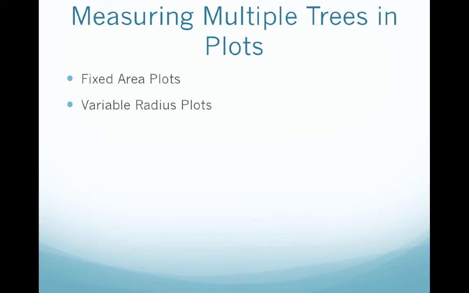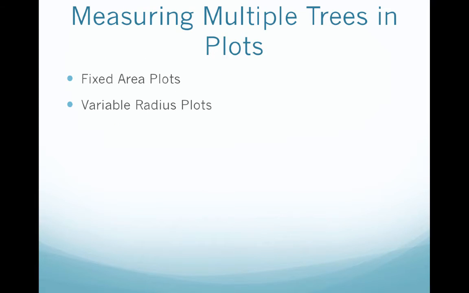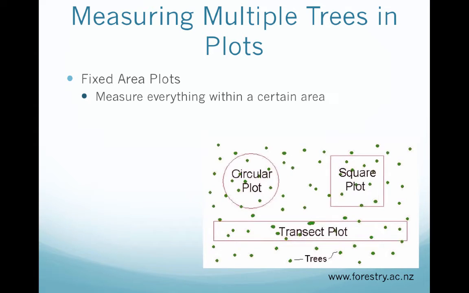So this is just talking about individual tree measurements. But we also want to do more than just individual trees. We want to look at measuring multiple trees in a plot. And we can use a fixed area plot or a variable radius plot. These are two different kinds of plots that we can use.